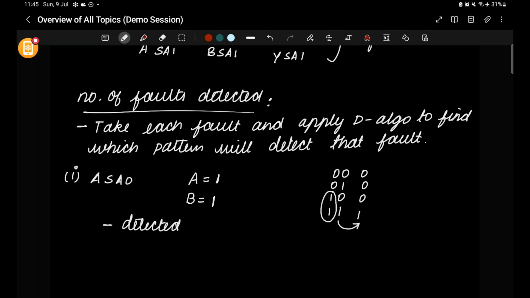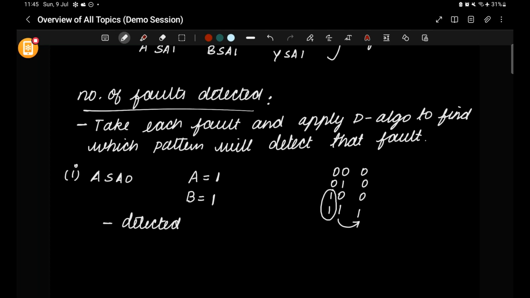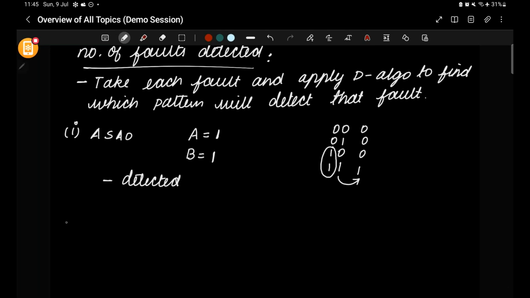So let us see the solution. A stuck at 0 is detected. So one fault has got detected. Now A is stuck at 1, we will see. So we will apply D algorithm and find out which pattern will detect this fault.